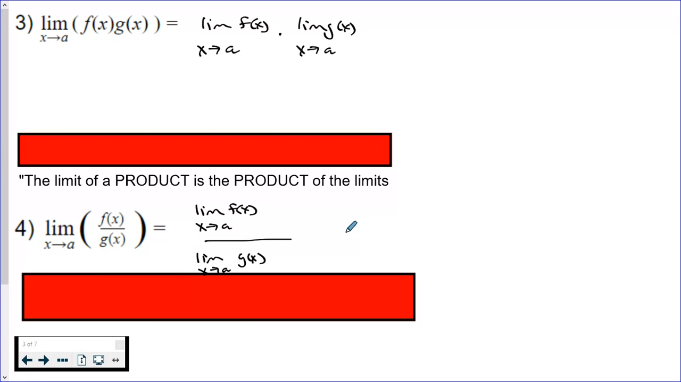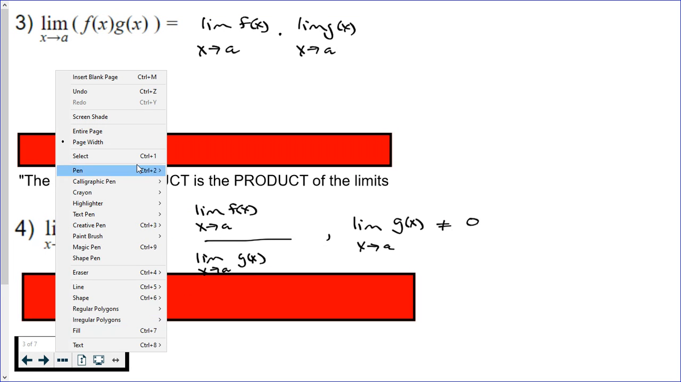Now, this one has a little bit of a catch, right? We have to add a comma and say this: provided that the limit of g of x as x goes to a is not equal to, do you know what I'm going to say? 0, right? Because then you'd have division by 0, and nobody in the math world likes division by 0.